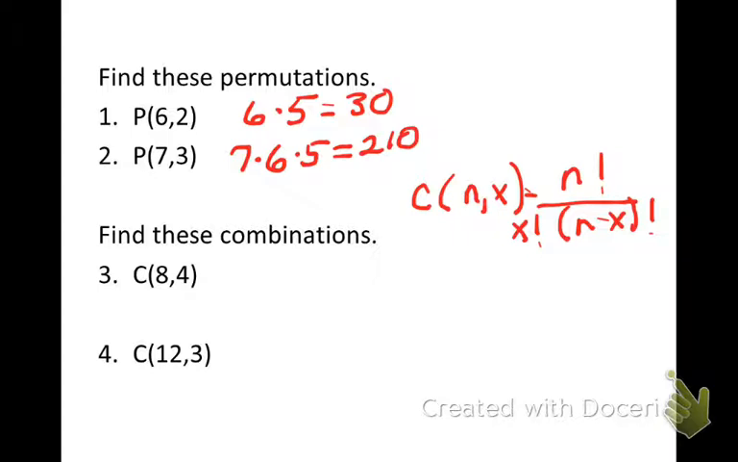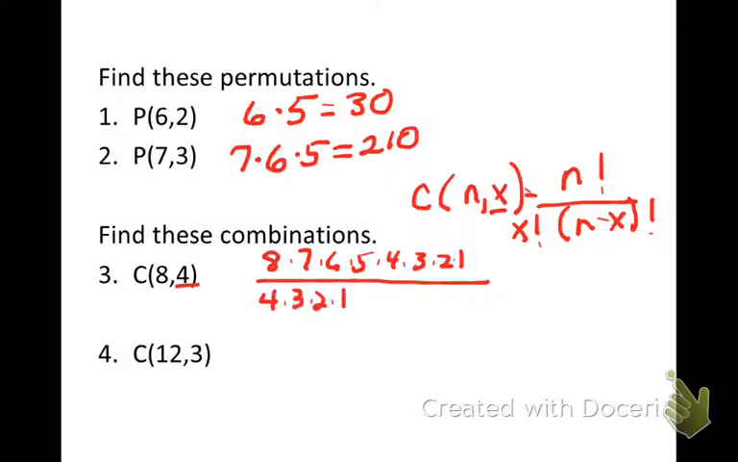Yes, you do have to write some things out. 8 times 7 times 6 times 5 times 4 times 3 times 2 times 1, all over x factorial. In this case, x is the second number, so 4 factorial: 4, 3, 2, 1. And what is n minus x? In this case, it's 8 minus 4, which is 4. So another 4 factorial: 4, 3, 2, 1.